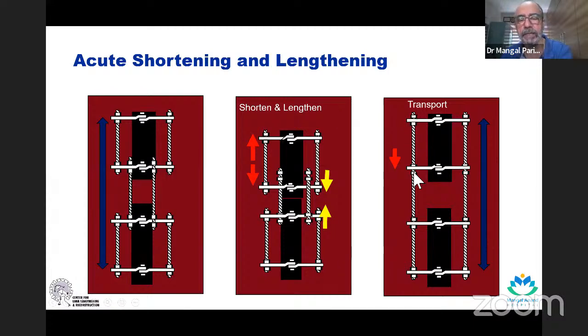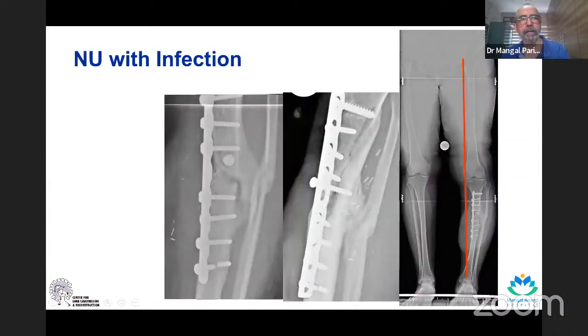In a transport, also known as an internal transport, your ring 1 relative to ring 4, the length remains constant. And you just have ring 2, which is moving down. As it moves down, it closes this gap and opens up the regenerate gap. The advantage is then you don't have these issues of docking, etc. You can do all the docking procedures right away on table.